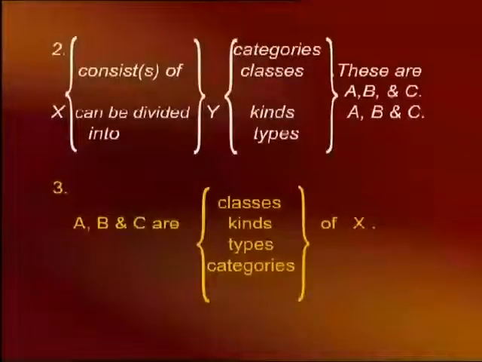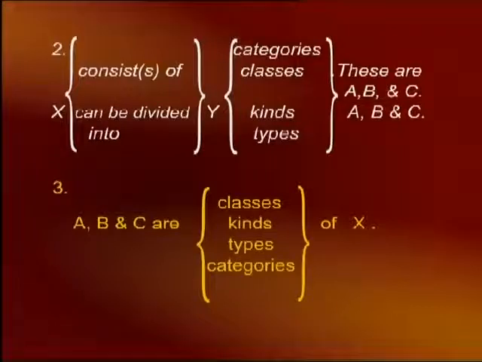Let us look at number 2. The second type are, whatever you are writing about, X consist of, and then you say categories, full stop. These are A, B, C. You can say X, or whatever you are describing, birds, beasts, animals, whatever, can be divided into categories, into classes, into kinds, right? And then you go on to enumerate.